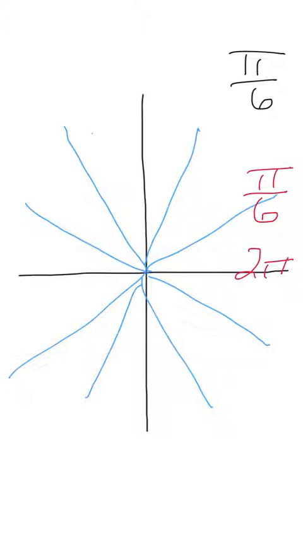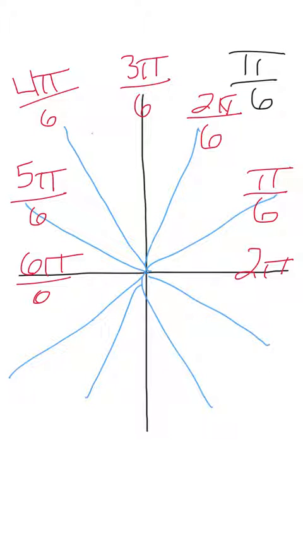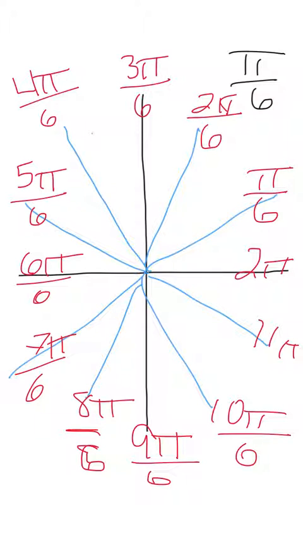So then we just have to go around the circle. 2 pi over 6, 3 pi over 6, 4 pi over 6, 5 pi over 6, 6 pi over 6, 7 pi over 6, 8 pi over 6, 9 pi over 6, 10 pi over 6, and 11 pi over 6. And then all you have to do is simplify.